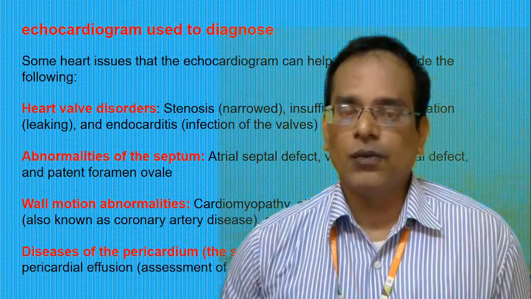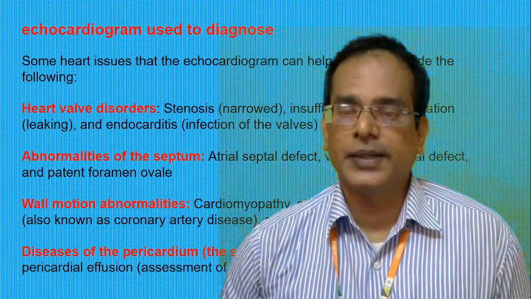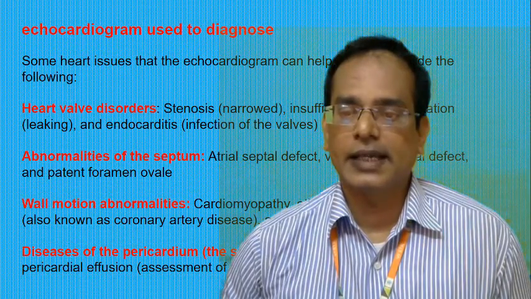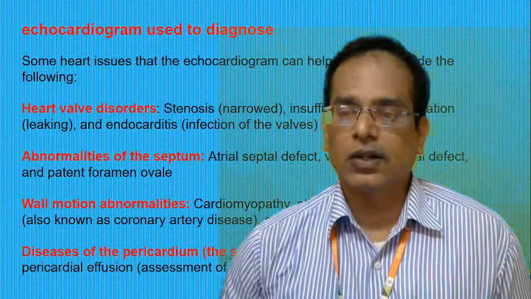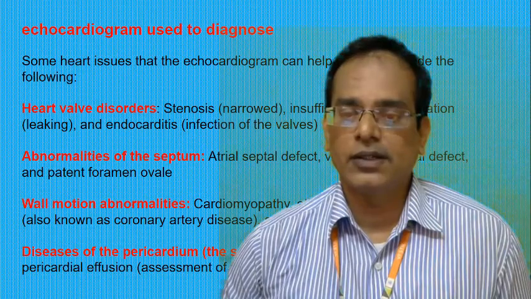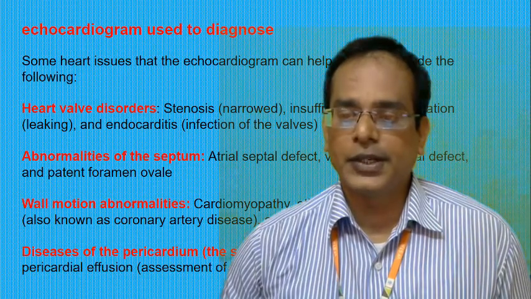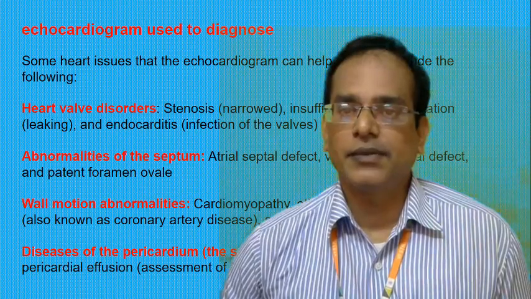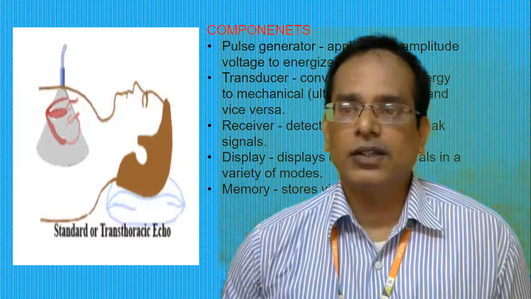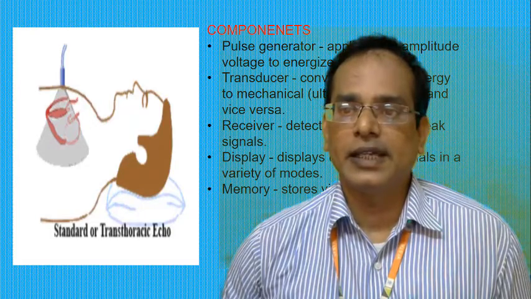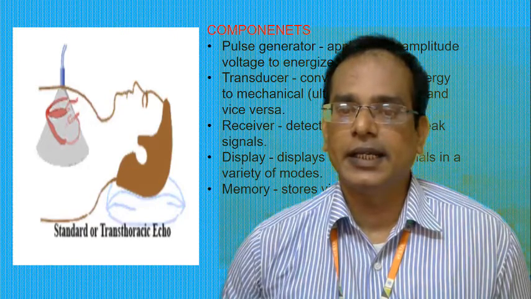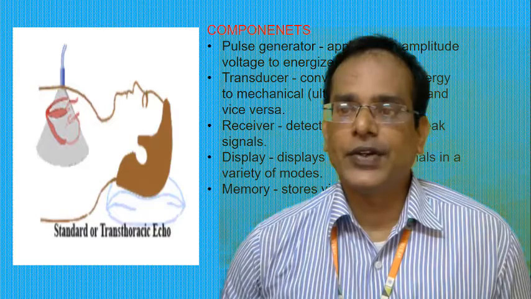And fourth application is diseases of the pericardium, which is the sac that lines the heart. These include pericardial effusion, which is the assessment of fluid in the pericardial sac. This can be viewed with the help of this one. Next we are going to see what components are needed in order to obtain these echocardiogram images. First they need a pulse generator.